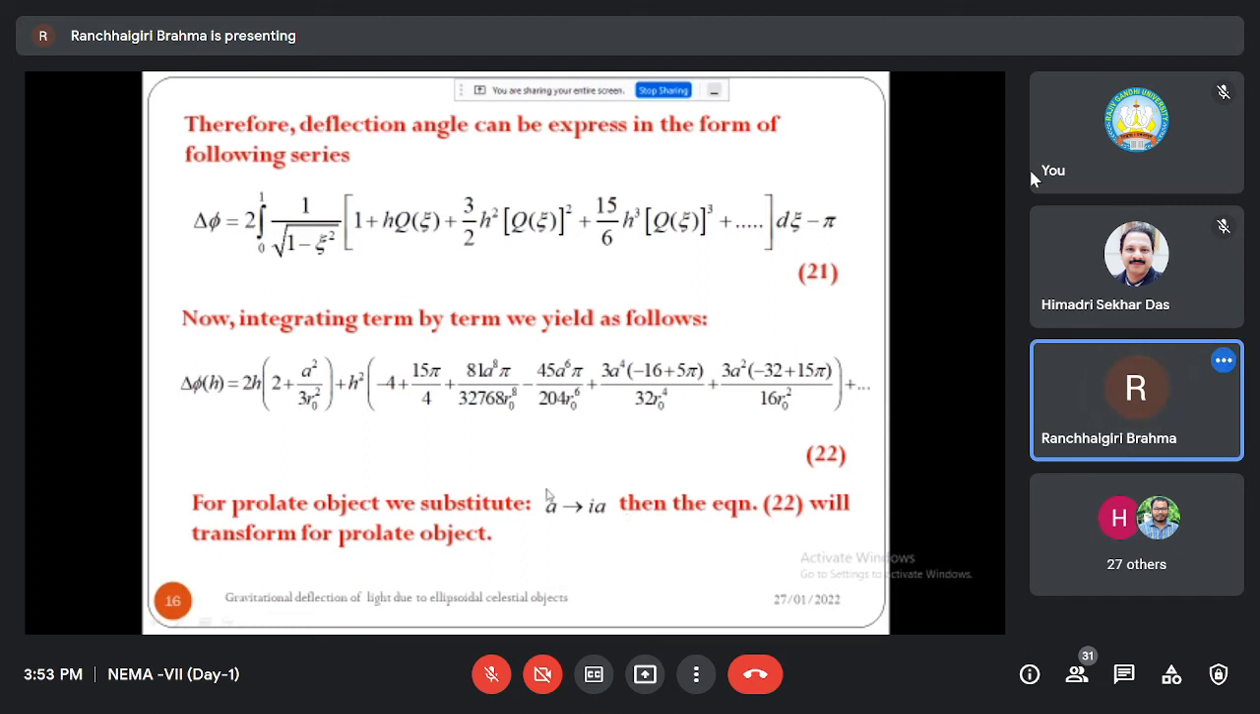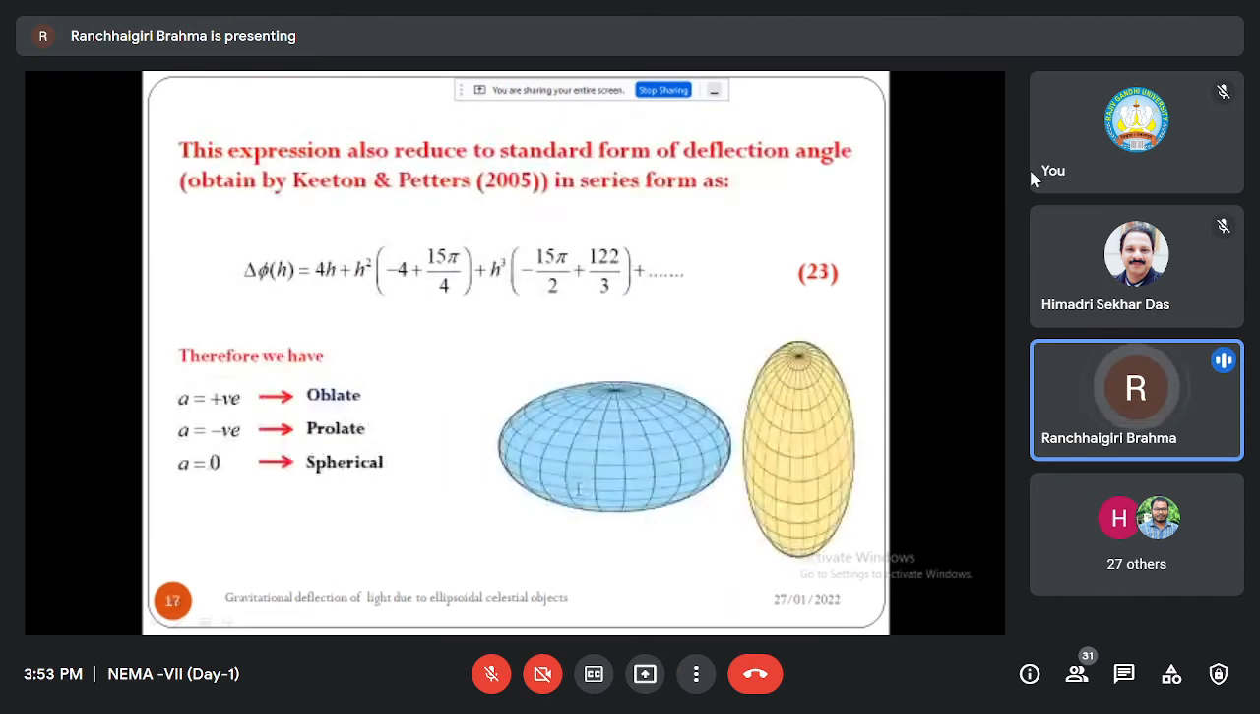linear eccentricity. Then, substituting A equal to iA as a complex number, this equation 22 can be used for the prolate object. Then this equation also reduces to the standard form of the deflection angle obtained by Newton and Schwarzschild in series form. When A is equal to 0, this reduces to the series expression for a spherical object, given by equation 23.